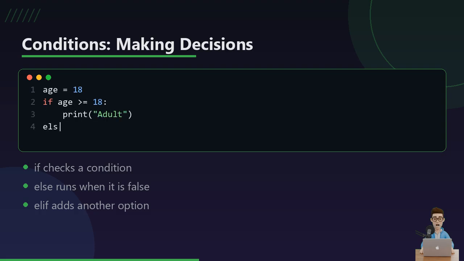Picture a fork in the road with a sign that says, "Are you 18 or older?" If yes, you go one way. If no, you go the other. That sign is exactly what an if statement does in code. Here is the trick. The indented lines underneath belong to that decision, so Python knows exactly which path to follow. In short, if and else just let your program choose between 2 roads.